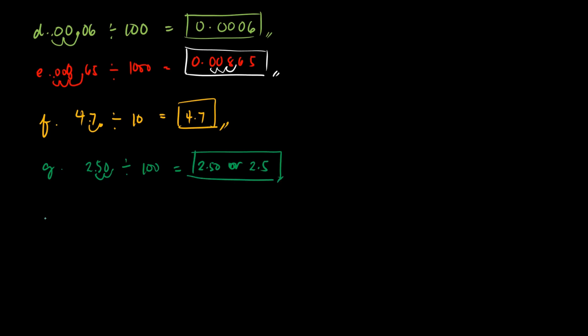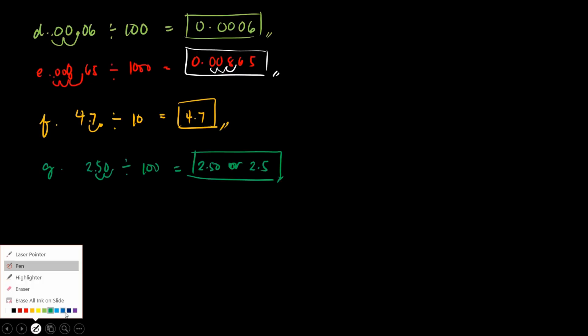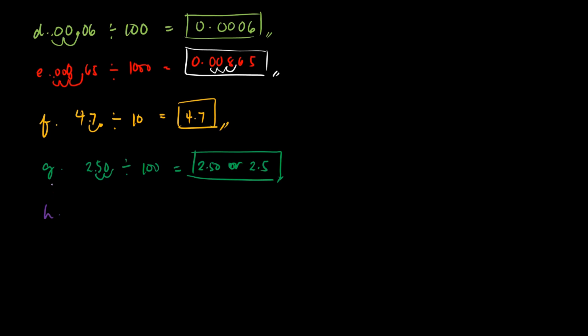Okay. Next. Let's have letter H. Let's have 3.45 divided by 10. Ilan ang zero? Isa. Ilan ang movement to the left? Isa. 1. So, 0.345. Add ng 0. Okay.